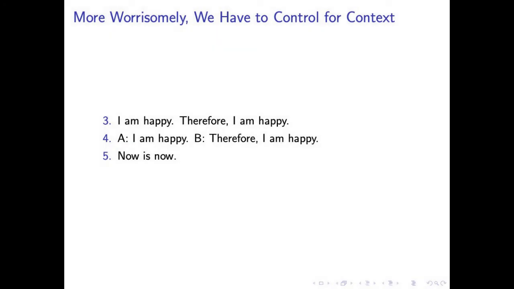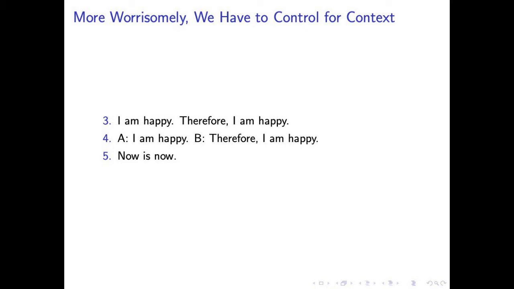Things are a little bit more complicated when you're dealing with context sensitivity. Take something like, I'm happy, therefore I'm happy. Well, this again seems like an instance of the same kind of argument. However, if I said the premise and you said the conclusion, that's a happy state of affairs about our friendship, but it's not a logical entailment. And so we have to take that into account as well. If the speakers change, then this is no longer valid. You can generate these examples ad nauseam. So something like, now is now. If I'm speaking very slowly, you might get a failure of the law of identity.